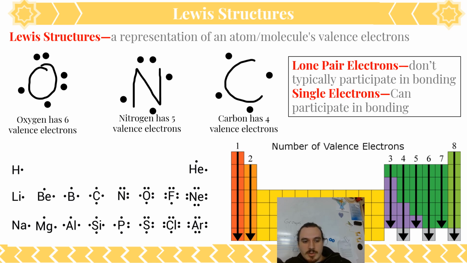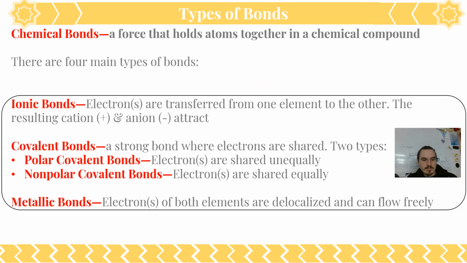So if we're going to summarize that, lone pair electrons, these paired ones, don't typically participate in bonding. They're usually just fine the way they are. They like to be alone. Single electrons can participate in bonding. So carbon has the most ability to participate in bonding because it has 4, nitrogen with 3, oxygen with 2. Again, those lone pairs are the ones that are paired up together, and these single, unpaired electrons are the ones that can participate in that bonding.